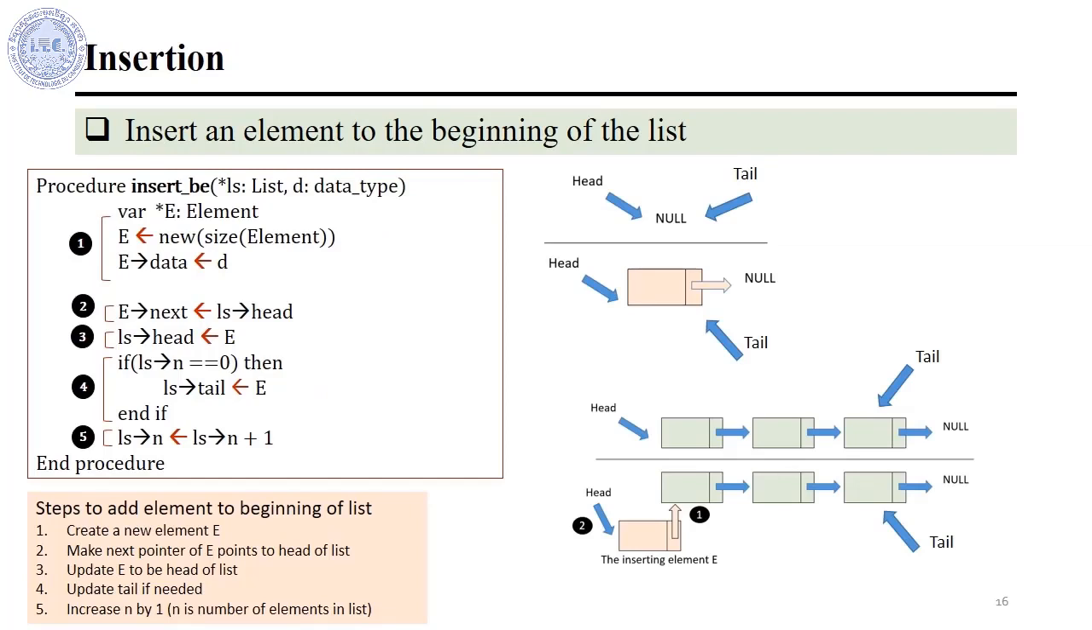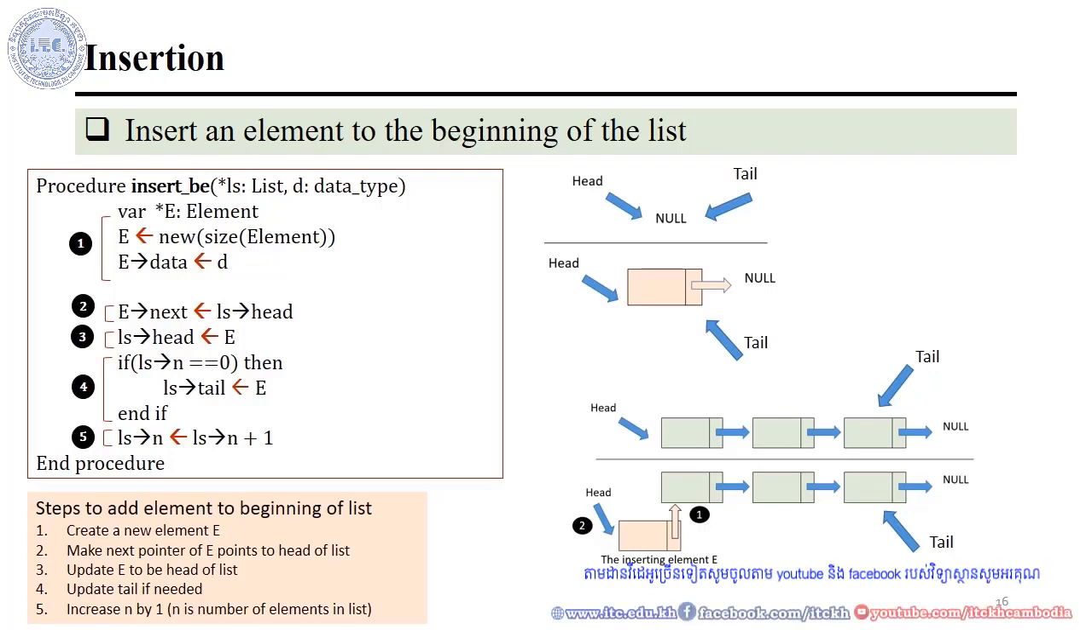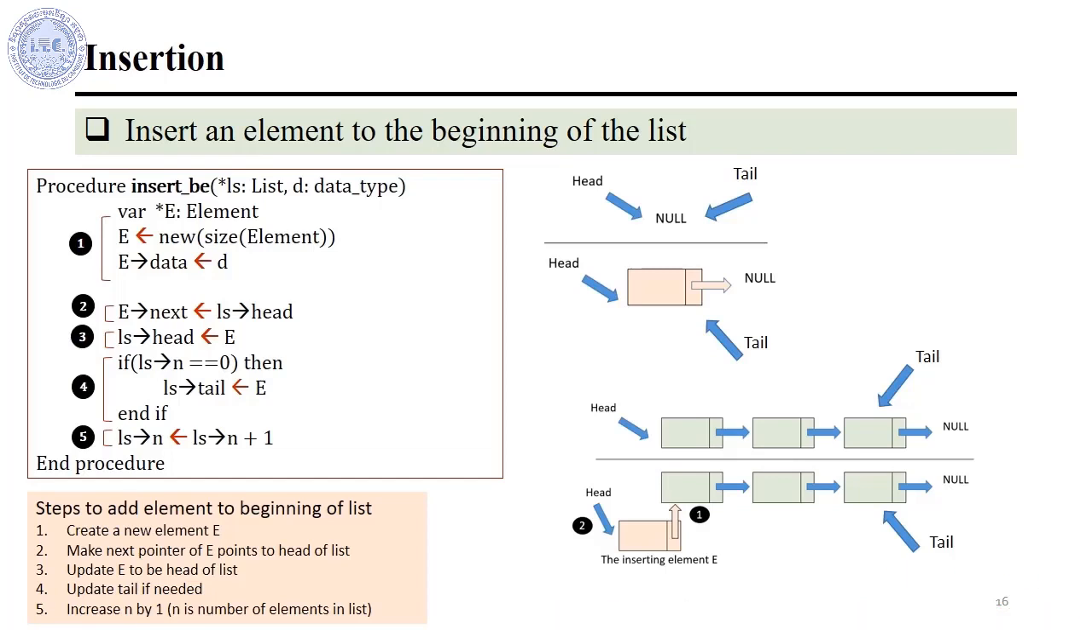Next we will take a look at how we can insert an element to the beginning of the list. We can create a new function, insert beginning. Here we say insert b, and it takes two parameters. The first one is the list, the second one is the data to be inserted. Inside this function, we create the new element, and we make the pointer of this element point to the head of the list, simply done by step number 2.